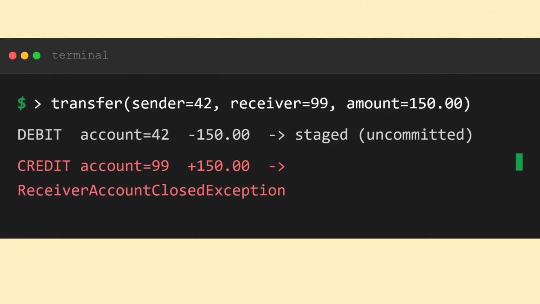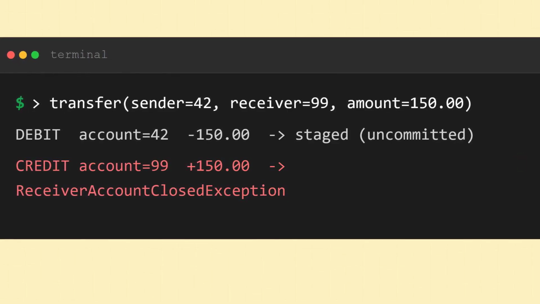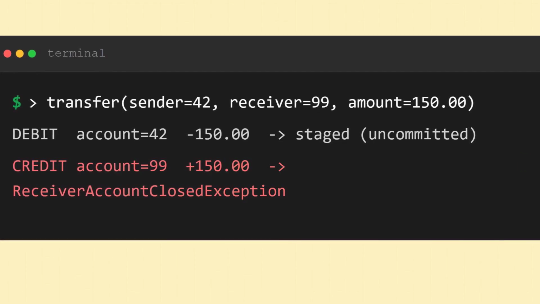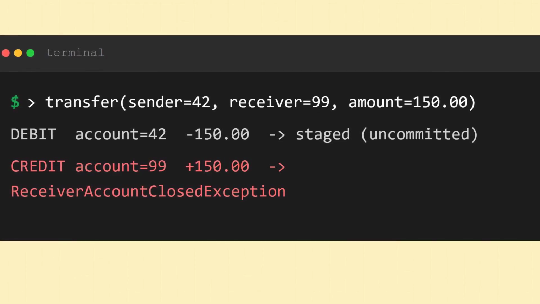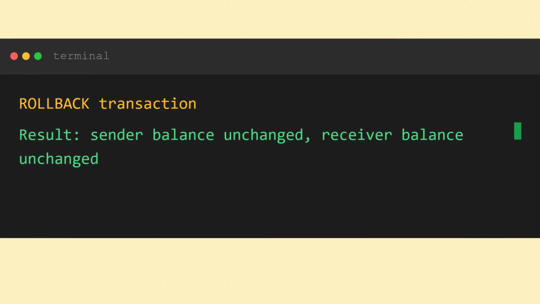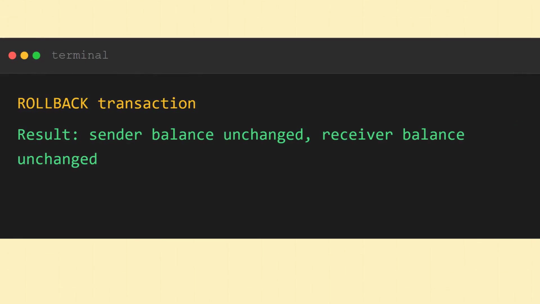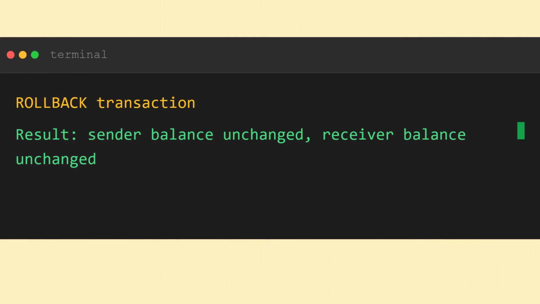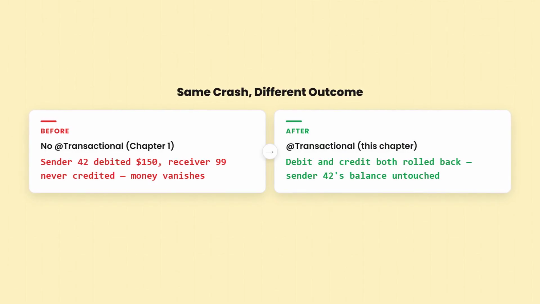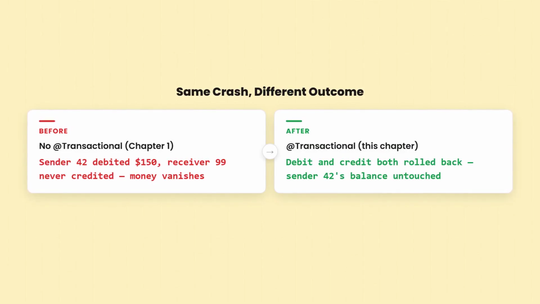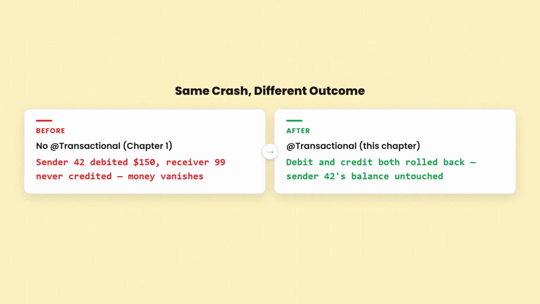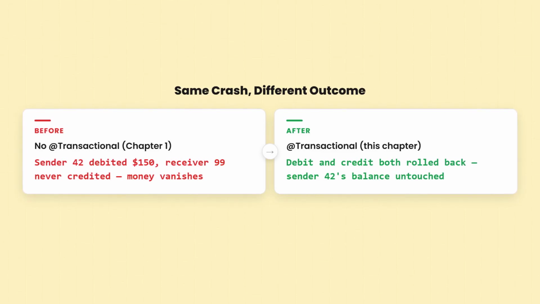Sender 42, receiver 99, $150, with transfer now @Transactional. Watch what happens when credit throws. The proxy immediately rolls back the transaction. Sender 42 and receiver 99 both come out untouched. Compare that to Chapter 1. The same crash left sender 42 down $150 with nothing credited. Now both accounts stay untouched.